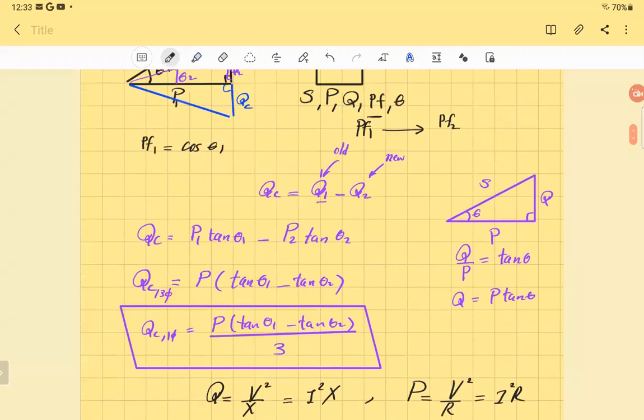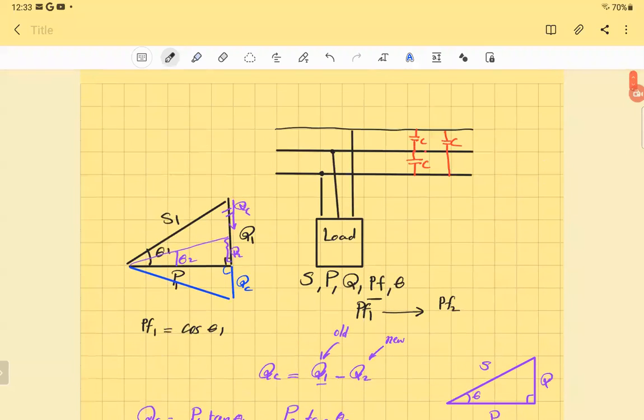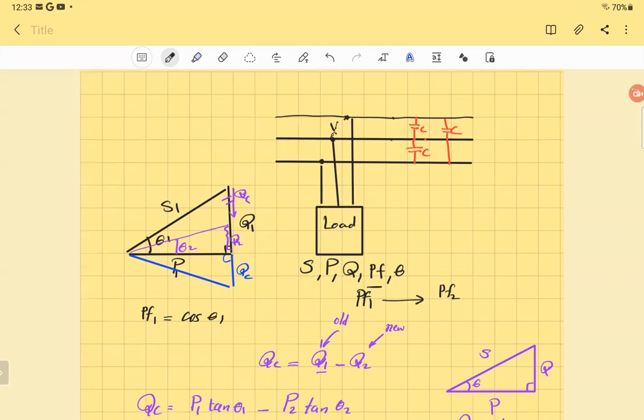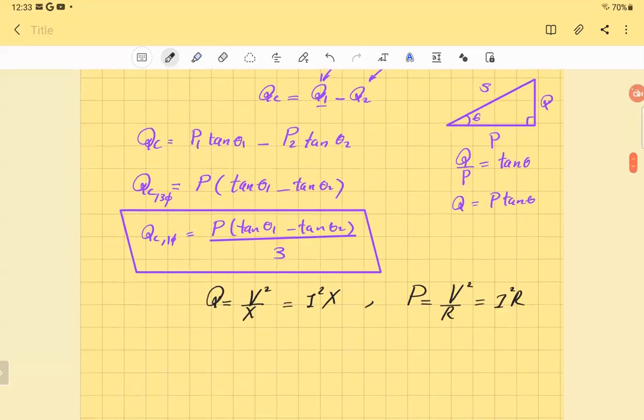Obviously, the capacitor here is connected between each line, across the lines. So I will use the voltage one, because the voltage across the capacitor is the same as the voltage across the node. Look at the voltage here. That's the voltage between this node and this node, between this line and this line. It's the same voltage applied to the capacitor. So it's better to use V squared over X, not I squared X.